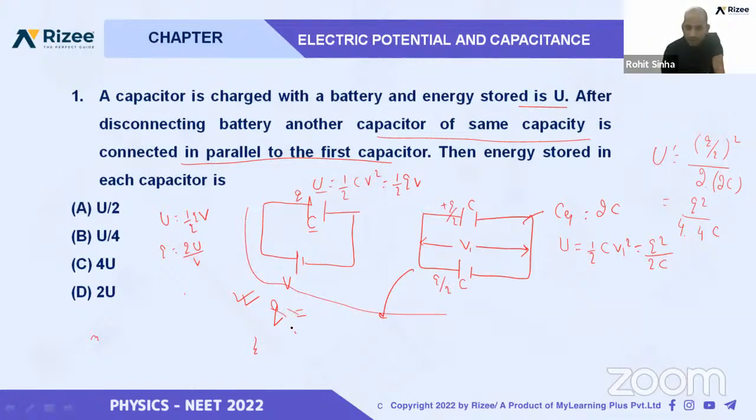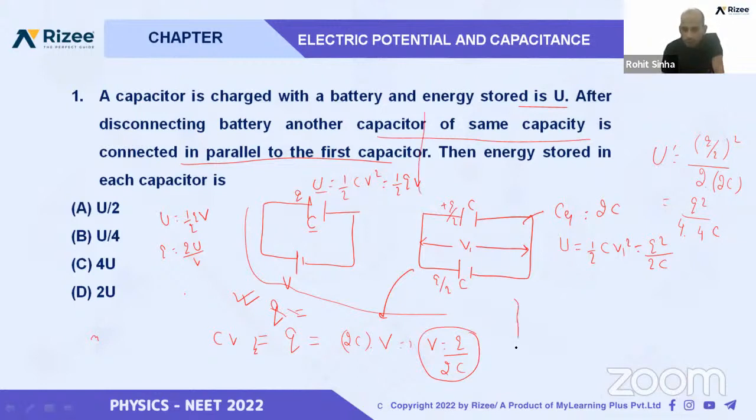By charge conservation, we know the initial charge was Q. It will be equal to CV, and it can be equal to the total capacitance 2C into the new potential V. We can write like this. So from here, V will be Q by 2C. We got the new potential.